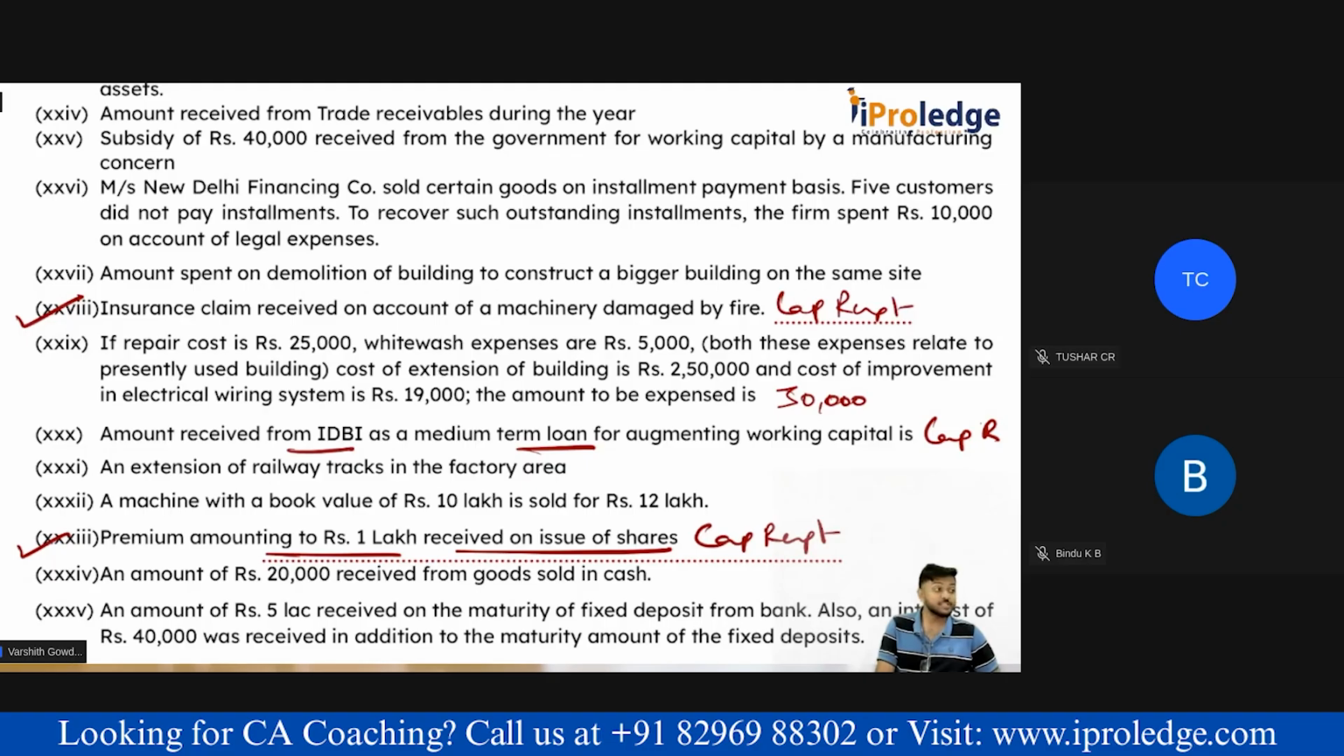So what do you understand by expense? Which expense means which goes to P&L. That is what you have to understand. So out of all the expenditures that they have given, only 25 plus 5 will go to P&L. That's why 30,000. Why? Because repair cost for the existing. Whitewash, because of whitewash, no increase in efficiency. So 25 plus 5 revenue. Cost of extension increase. Cost of improvement, the fact that they have told improvement, that means there is increase in efficiency. So 19 and 250 is capex. Another two are revenues. Clear?